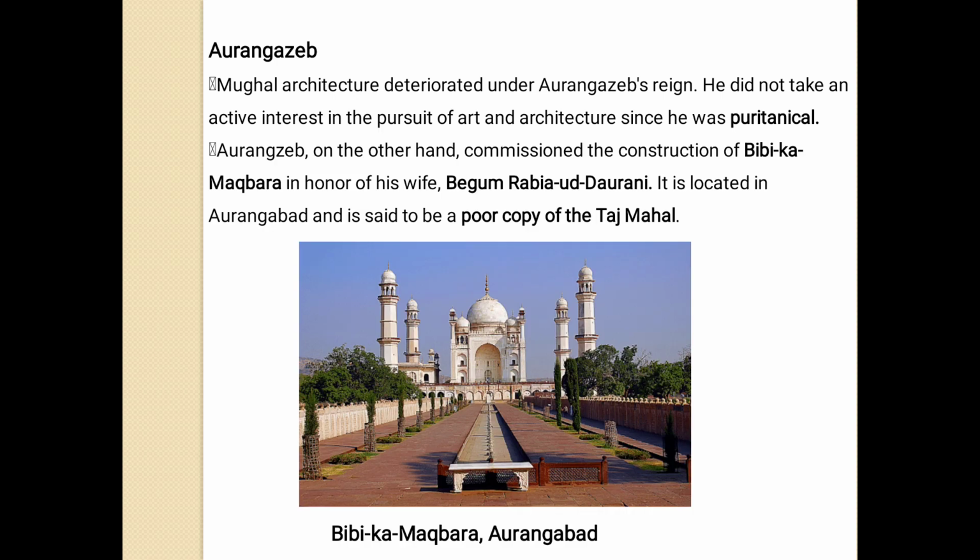Aurangzeb. Mughal architecture declined under Aurangzeb's reign. He did not take an active interest in the pursuit of art and architecture since he was puritanical. Aurangzeb, on the other hand, commissioned the construction of Bibi Ka Maqbara in honor of his wife Begum Rabia-ud-Durrani. It is located in Aurangabad and is said to be a poor copy of the Taj Mahal.